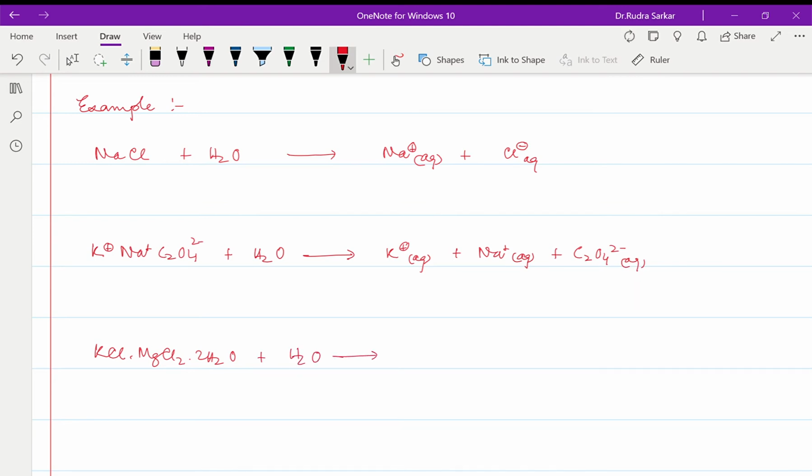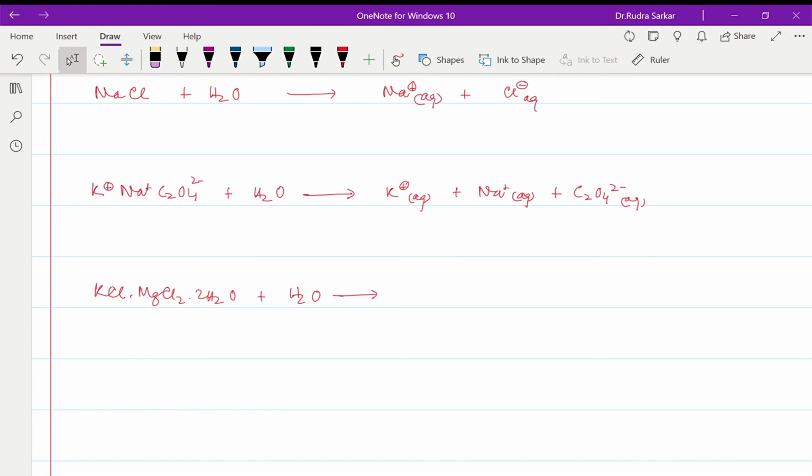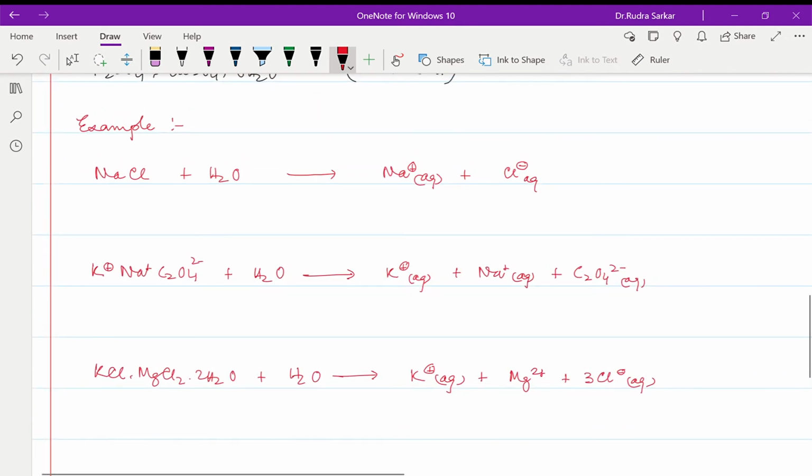which has been dissolved in water, and I ask what ions will be formed, you will say, sir, one potassium ion will be formed, along with one magnesium ion, and 3 moles of chloride ion will be formed. So in total, how many ions are formed when carnallite dissolves? You will say 2 and 3, so that is 5 ions in total. Similarly for K+ Na+ C2O4, you will say, sir, there are 3 ions that will be formed inside the solution.